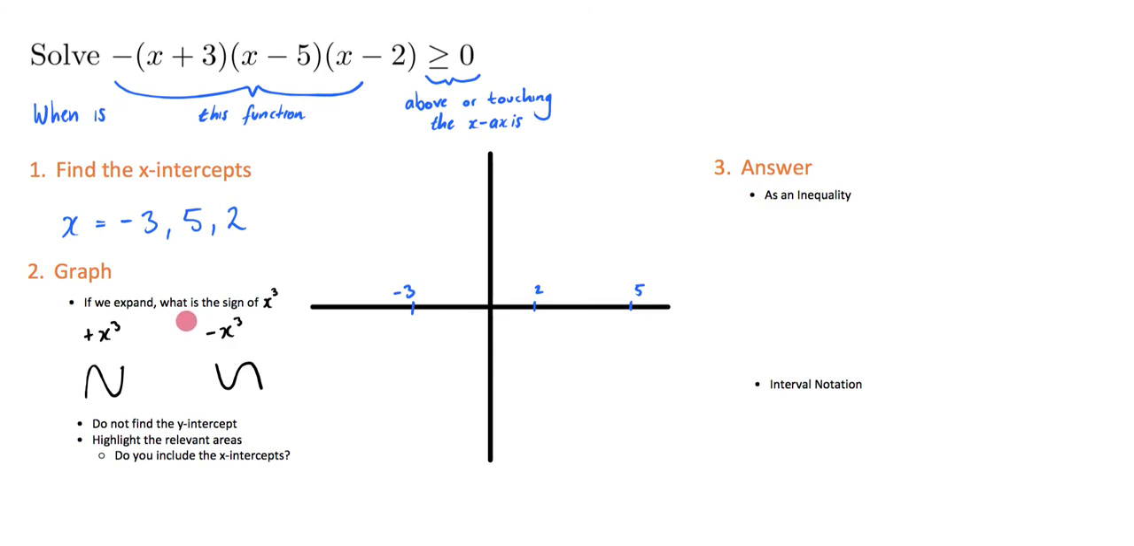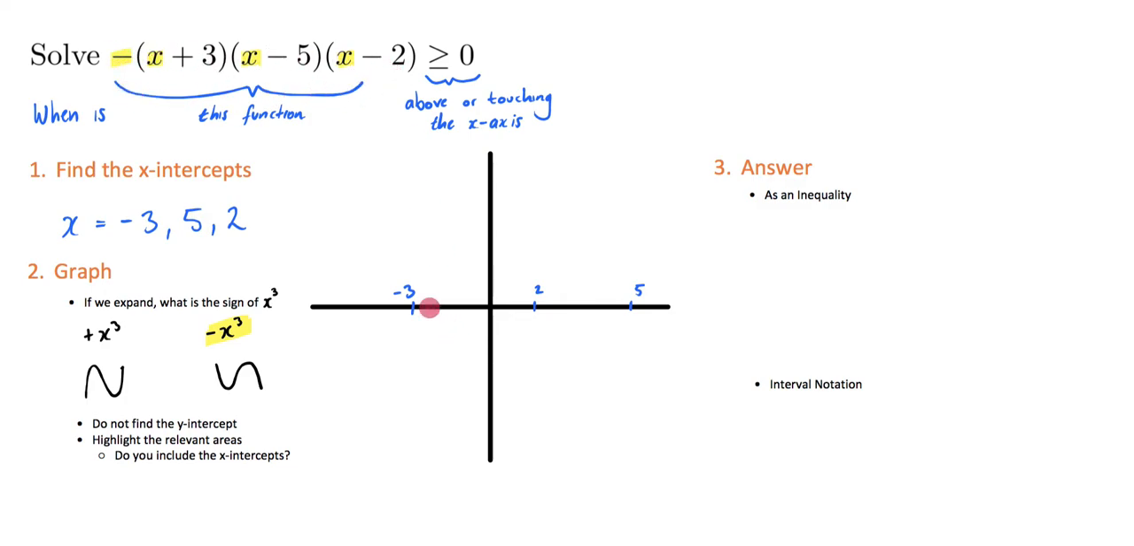We don't need to expand it. Do not expand it. You'd be wasting your time. All you need to consider is, well, this is positive, and this is positive. So if I were to times them all together, obviously I'm going to get positive x cubed, but then I have a negative out the front. So that negative is going to mean it's going to be this one right here. So you don't have to expand it. You can figure it out just by looking at it.